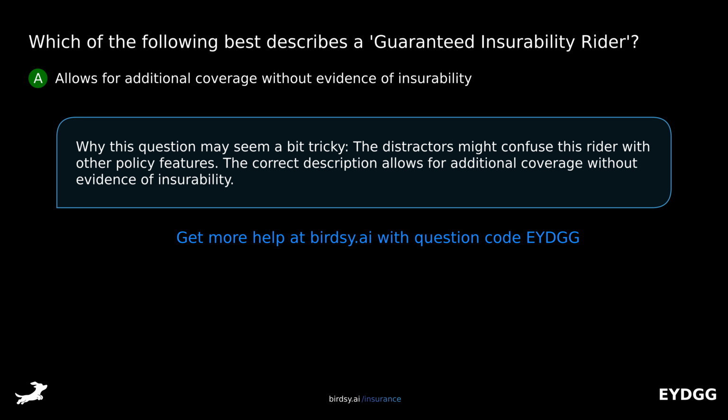Why this question may seem a bit tricky. The distractors might confuse this rider with other policy features. The correct description allows for additional coverage without evidence of insurability.